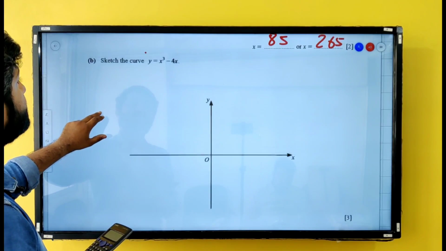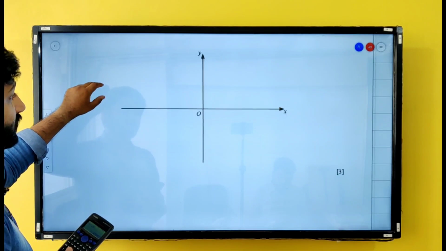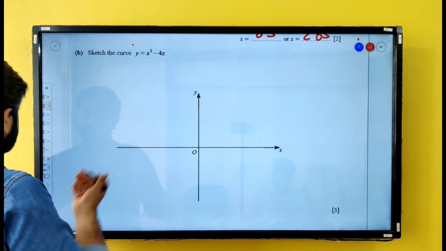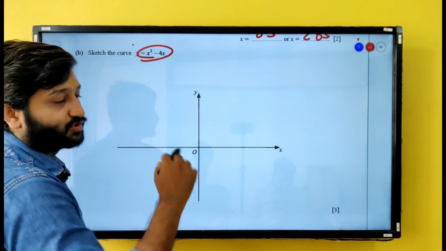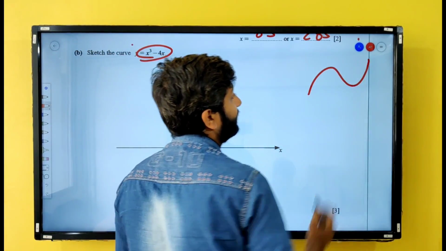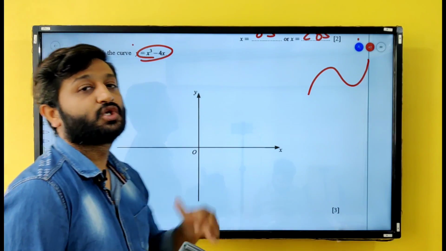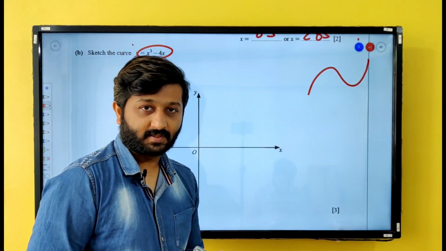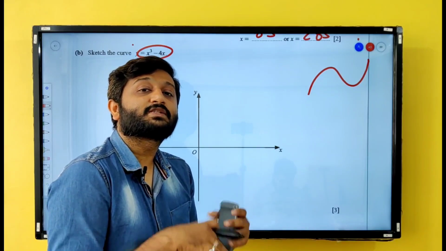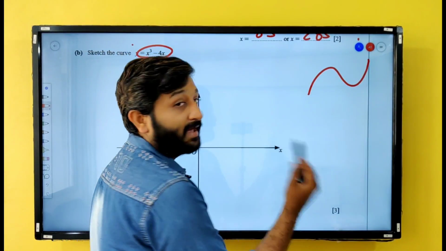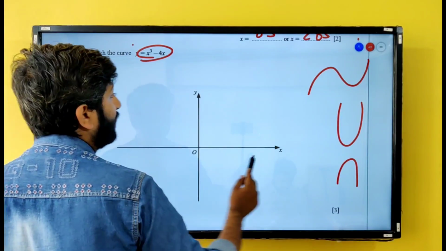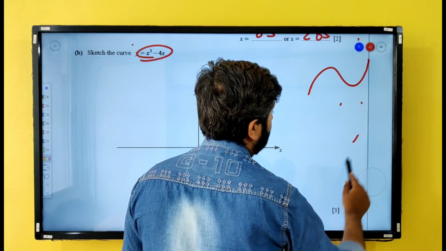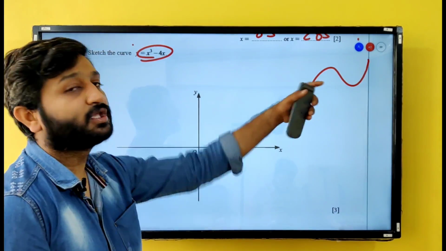Next, sketch the curve y equals x cube minus 4x. Okay, so guys, you should first know what kind of curve this is going to look like, right? This is a cubic curve. A cubic curve is generally in this shape, right? The maximum power is cube, so the curve is going to be this shape. If the maximum power had been square, or power 2, it would have been a parabola, like this. So first we need to identify which kind of curve this is going to be. Obviously, as I said, this is going to be a cubic curve.